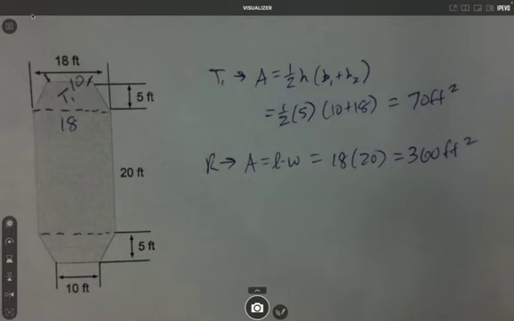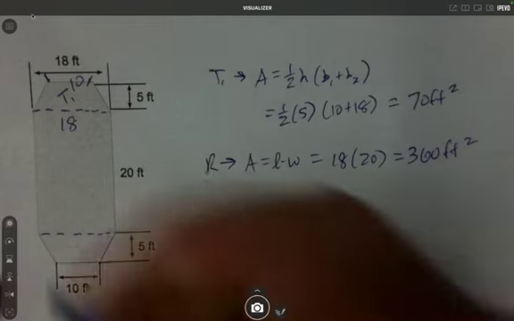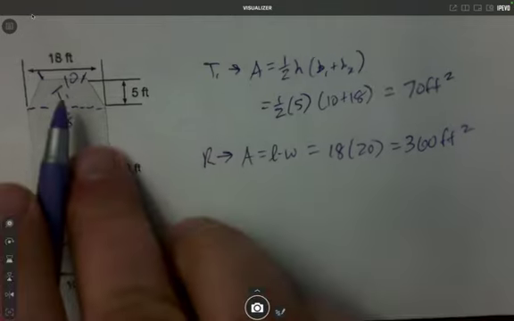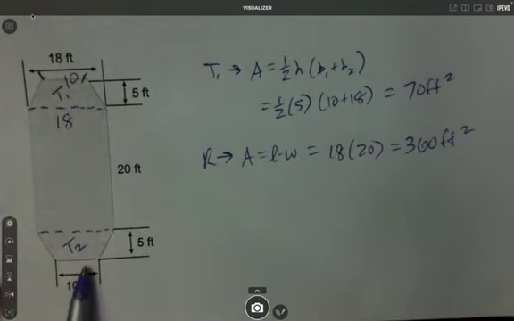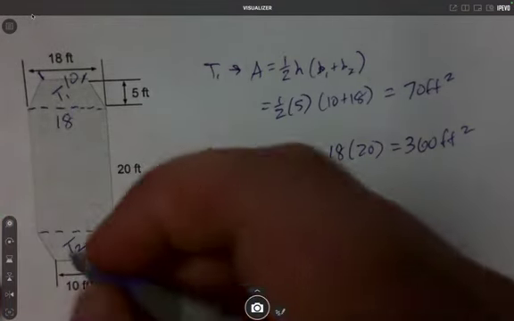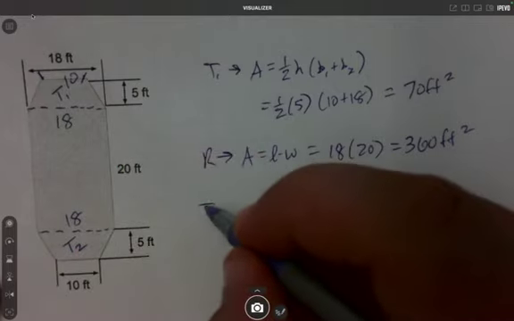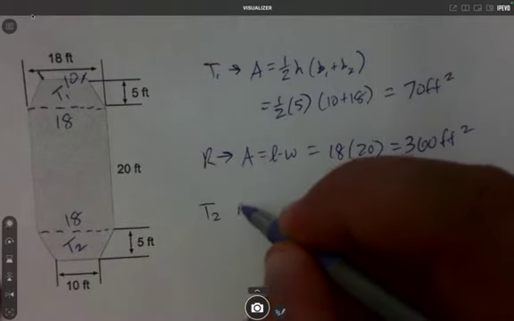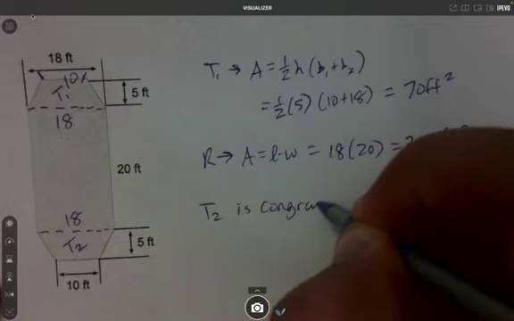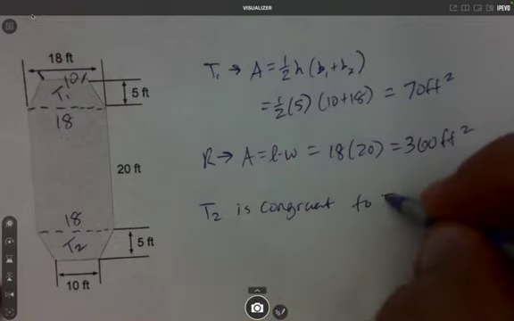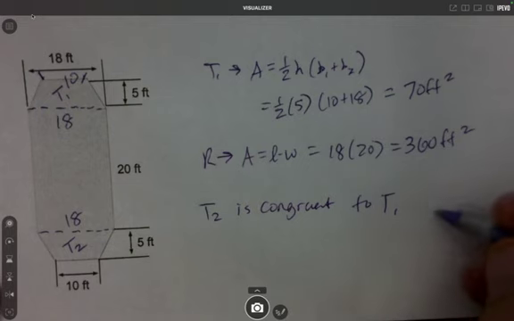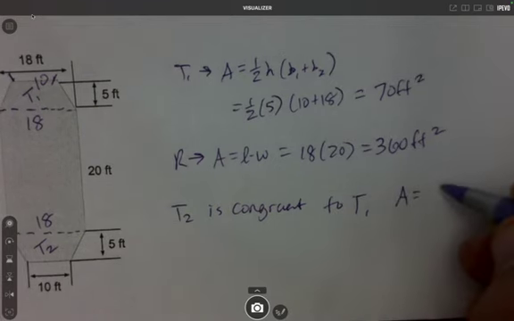Now, good news, even though they were cruel enough to put 3 shapes here, the trapezoid down here, if you look, it's identical to this one up here. There's no differences in their dimensions. This is 10, this is 18, the height is 5. So since trapezoid 2 is congruent or identical to trapezoid 1, we know its area is also 70 square feet.